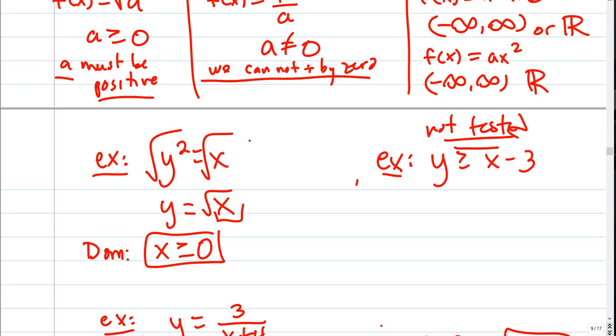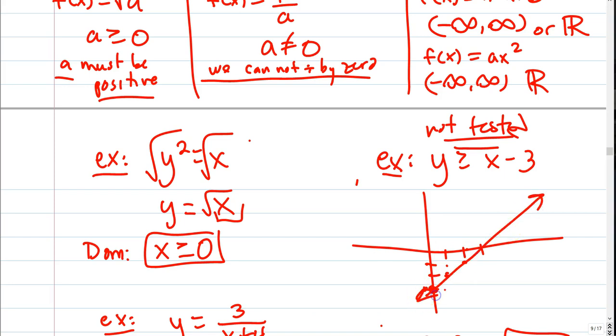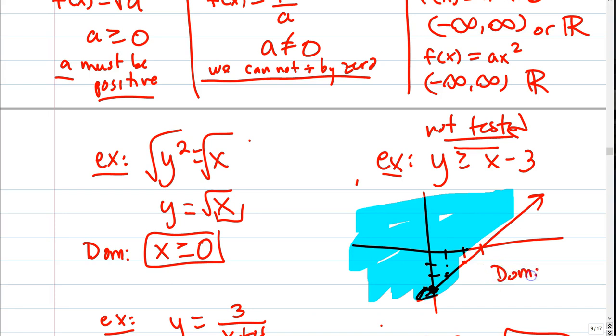This next one has a y-intercept at negative 3, a slope of 1, and y is greater than or equal to, so it would shade everywhere above the line. But the question is, what is the domain? Well, what are the x values? If it's a linear function, it goes right forever. How do I know? An arrow goes right forever. It goes left forever. Therefore, the domain would be all real numbers, or from negative infinity to infinity.